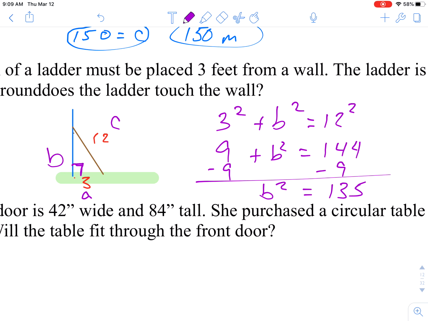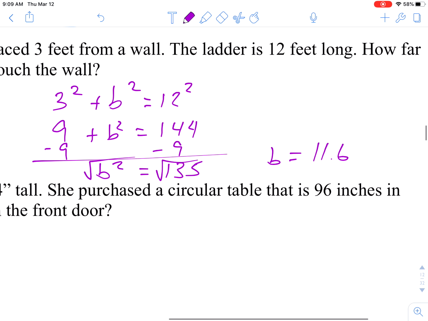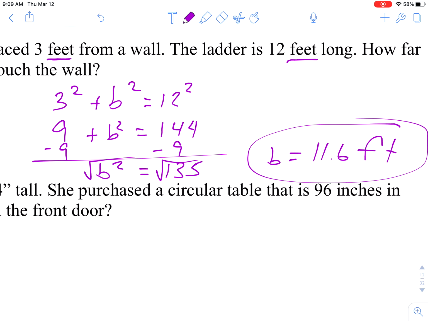So again, square root of this, B is equal to 11.6. And since everything's measured in feet, it should be labeled as feet as well. And this is your final answer.